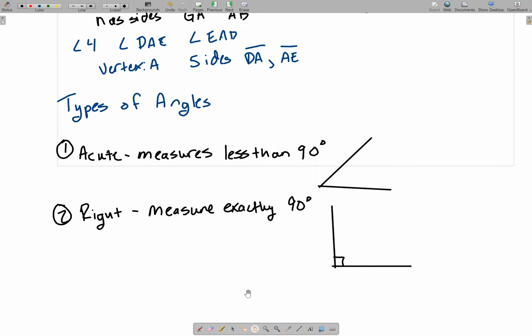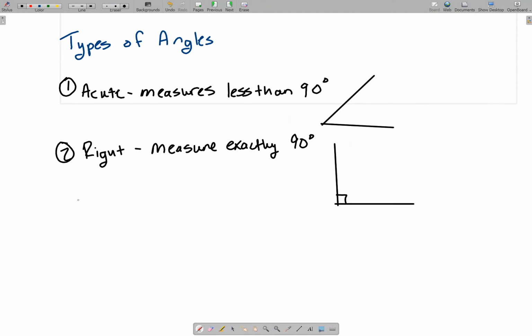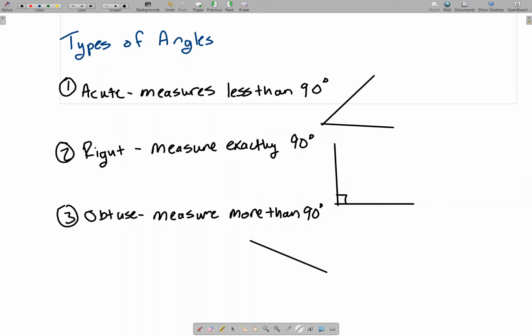Next, there's obtuse. So part 3, obtuse angles. These are angles that measure more than 90 degrees. So an example of an obtuse angle, I always think of them as being wide, would be something like that. Okay.